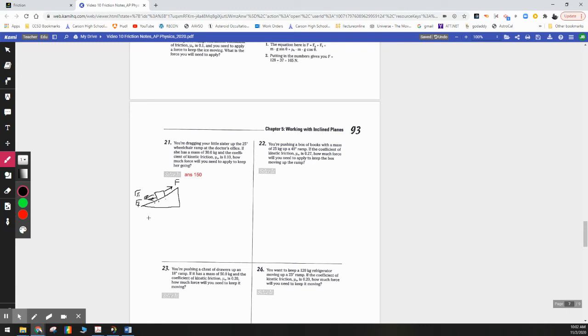We'll say the force needed is going to be the force parallel plus the force of friction. You have to overcome both of these. So the force is going to be mg sine of theta plus mu mg cosine of theta. Plugging in all of these values, and 9.8 for g, the force should come out to about 150 newtons.